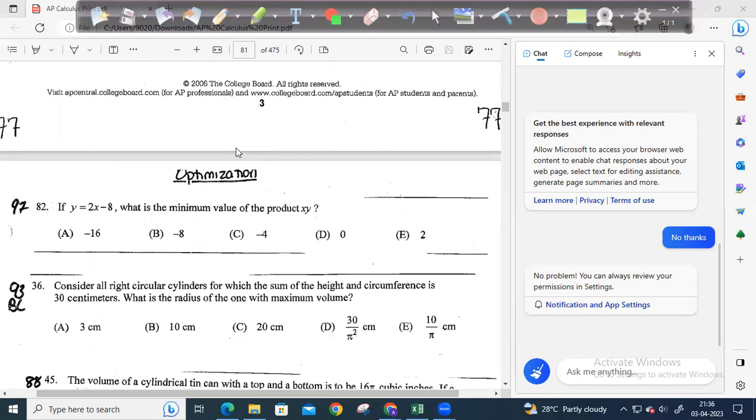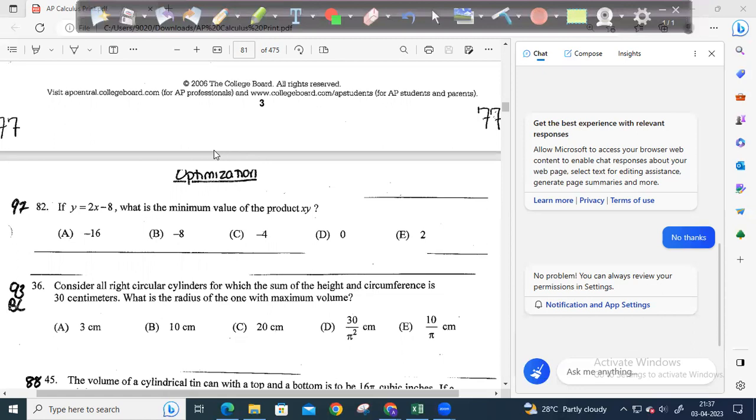You'll find f of x. You'll find f dash x equal to 0. You'll find the critical points. Then you'll find f double dash x. If f double dash x is greater than 0, minimum. If f double dash x is less than 0, maximum. That is what you will do, right? The same thing that you need to do here.